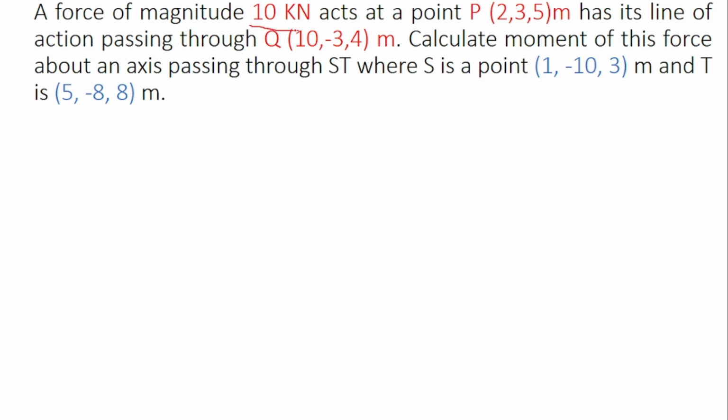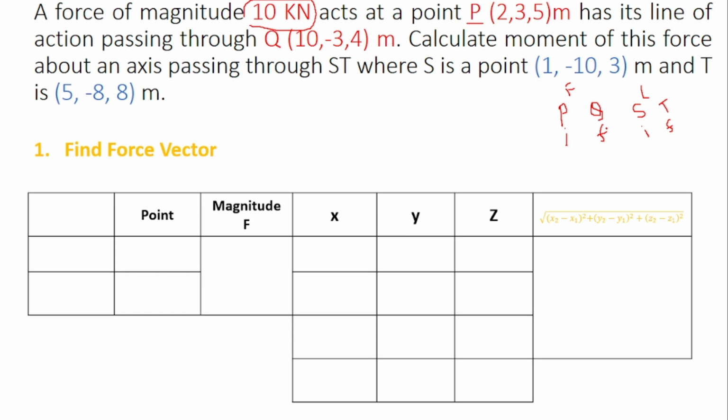The magnitude of force is given, 10 kilonewton. Starting point of the force P is given, then the end point of this force is Q. So 2 points are given for the force. For the line, the initial point is S and final point is T. So I'll mark the initial point by I and final point by F. Same here for the force, initial and final point. Now we'll start with finding the force vector.